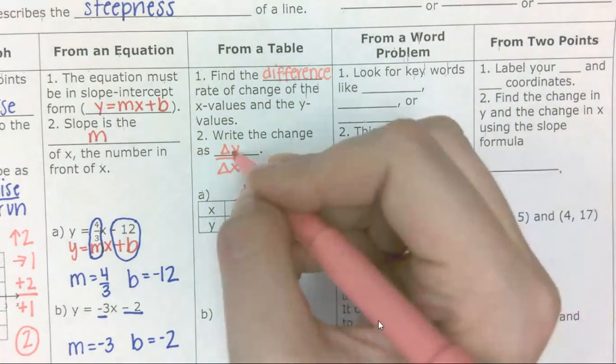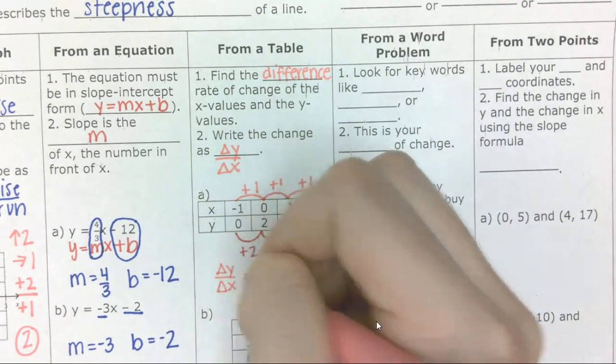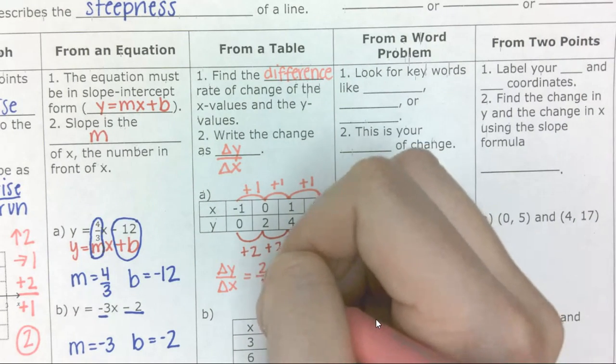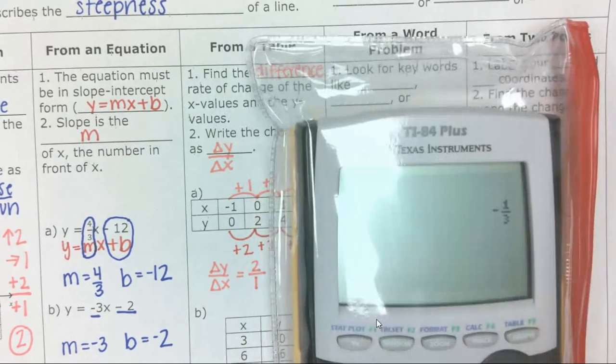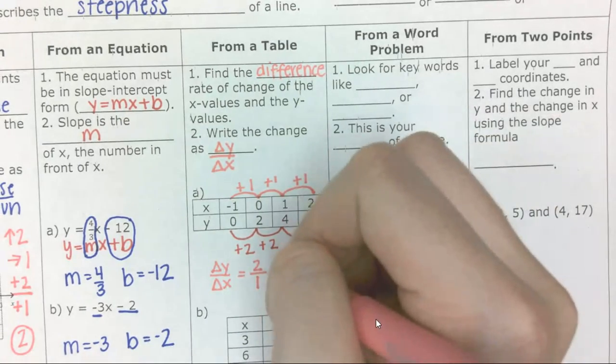So now I just want to write it like the change in y over the change in x. So I'd have a +2 over a +1. And if I go to my alpha y equals and do 2 over 1, I'll just get a slope of 2.